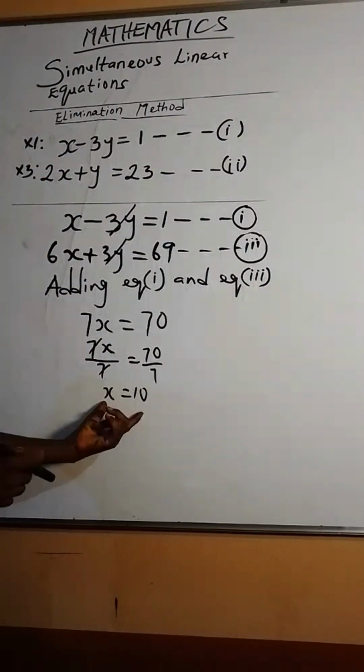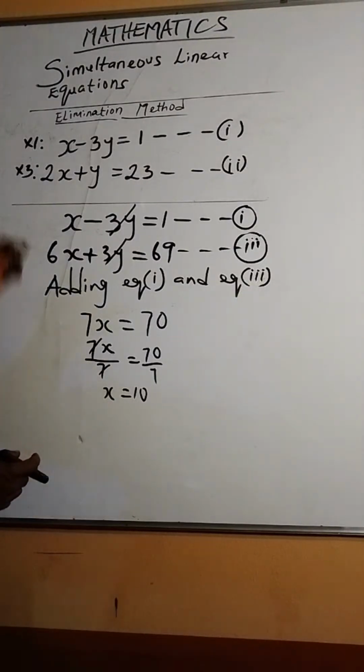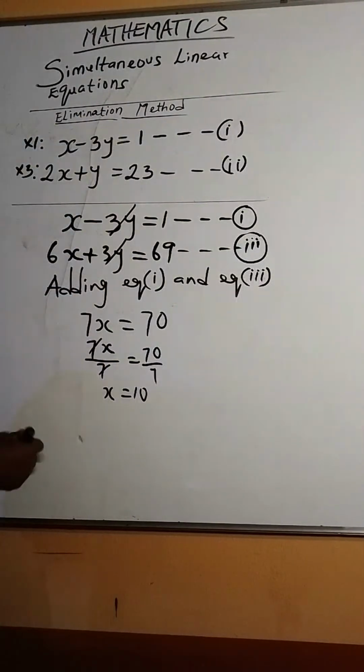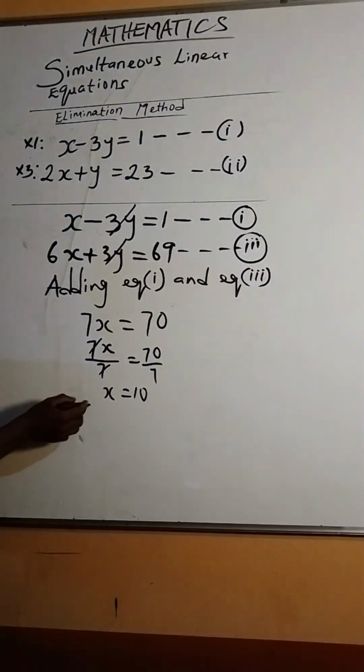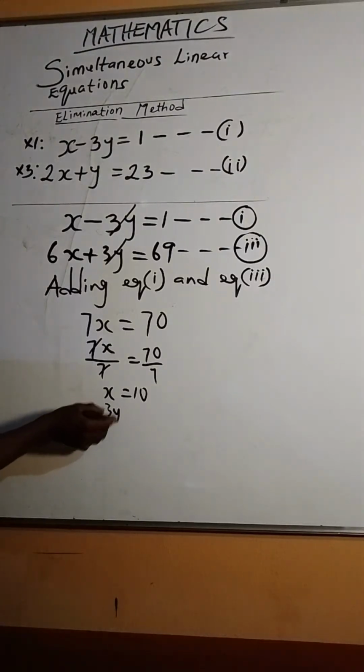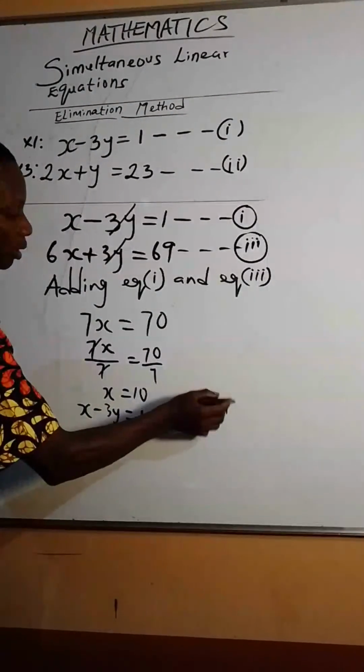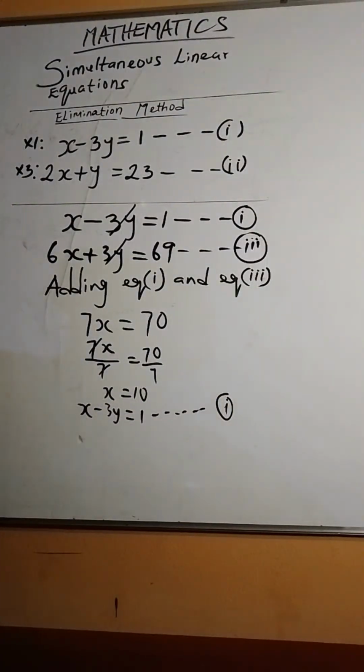Now, how do we get the value for y? It's quite easy. Just like the way we substituted initially, we can substitute into any of the equations, and we are going to get the value for y. So let's quickly see if we can get the value for y. All right, so let's use x minus 3y equals 1. So this is equation 1. Right? So equation 1 is what we have right here.